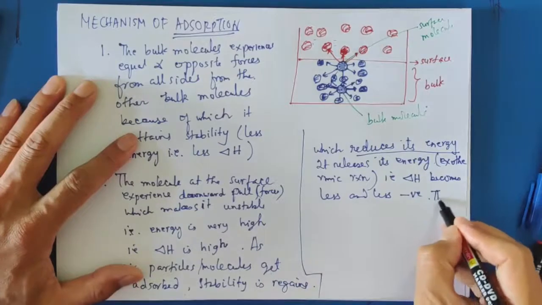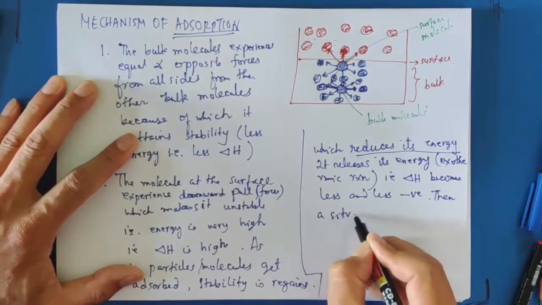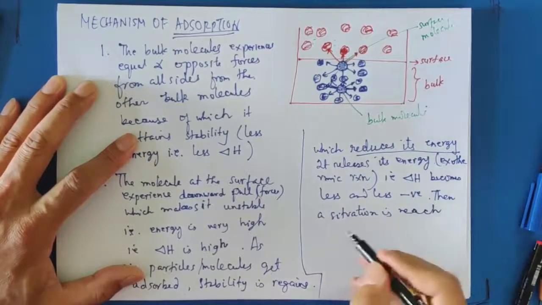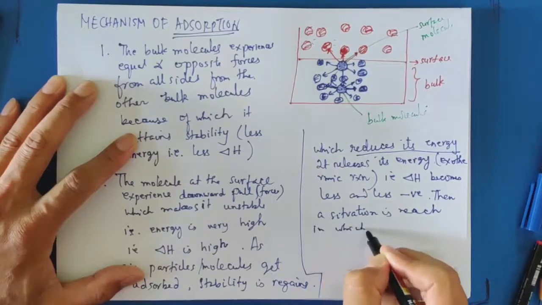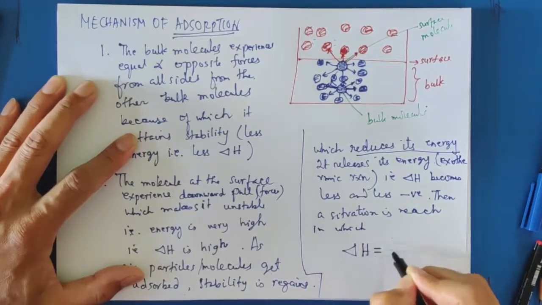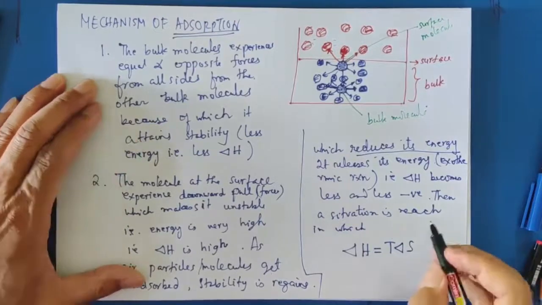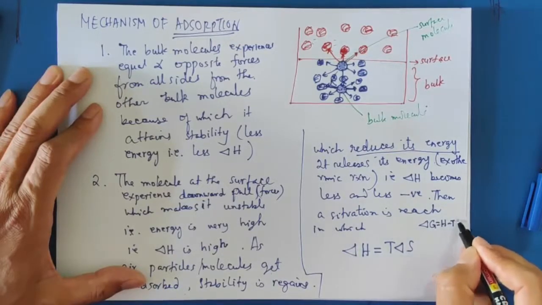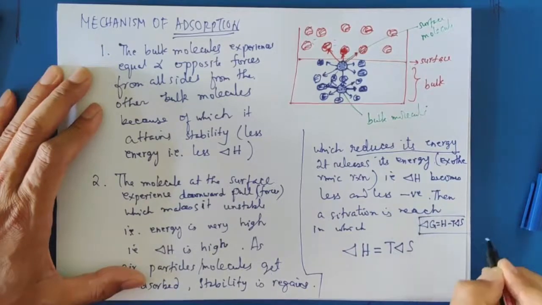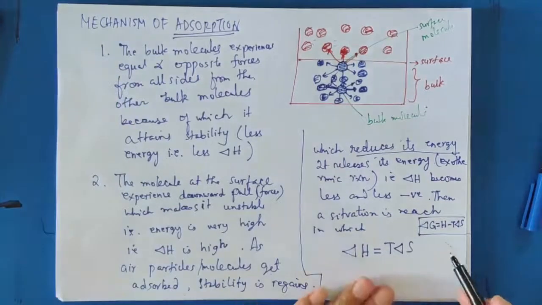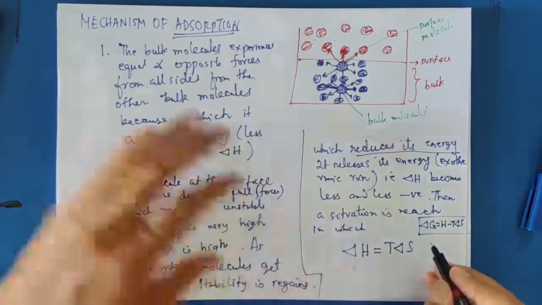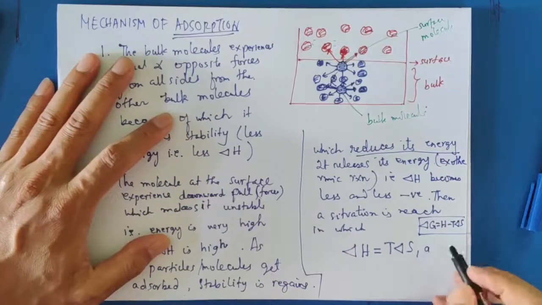Then a situation is reached in which delta G equals zero. Gibbs free energy, delta G equals delta H minus T delta S. Thermodynamics.